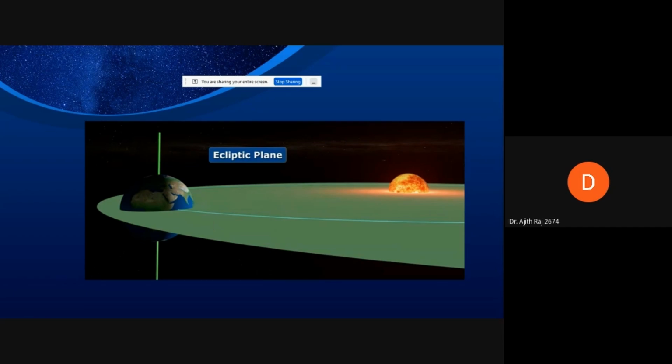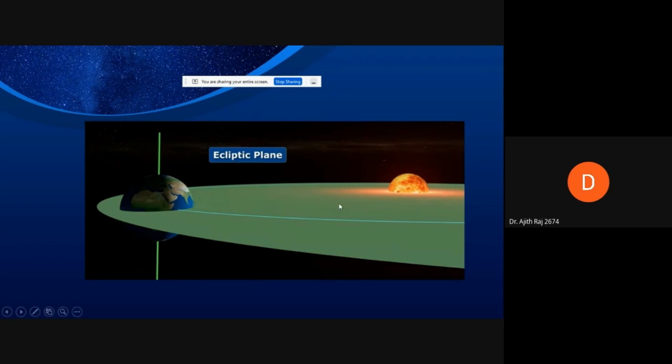That orbit, if you further extend it as a plane, or extend it as a plate, to the sun, that is exactly what we call the ecliptic plane.